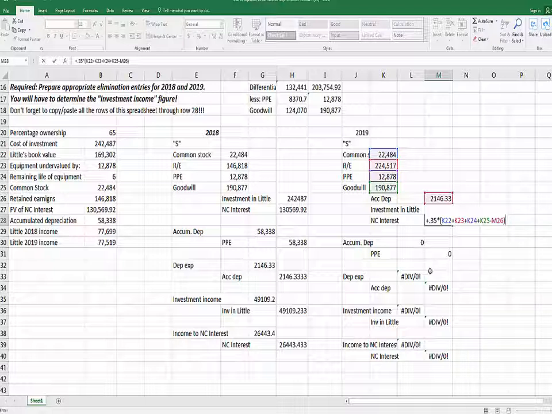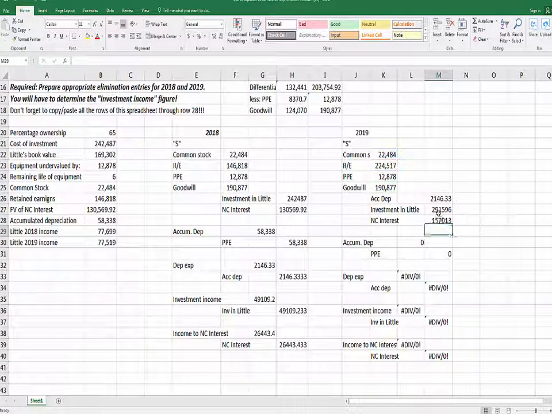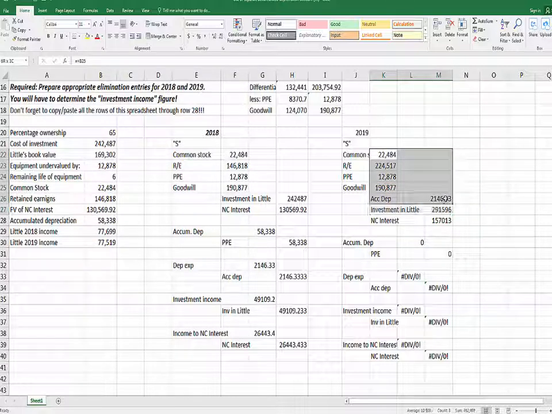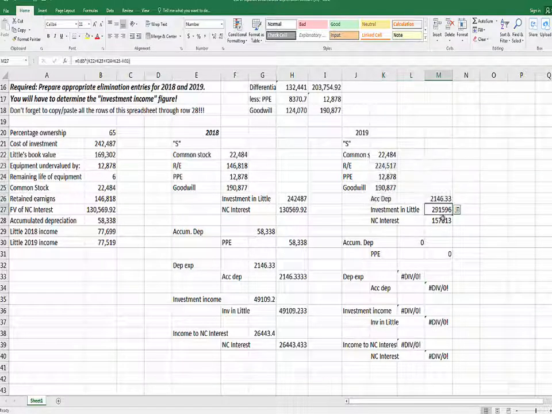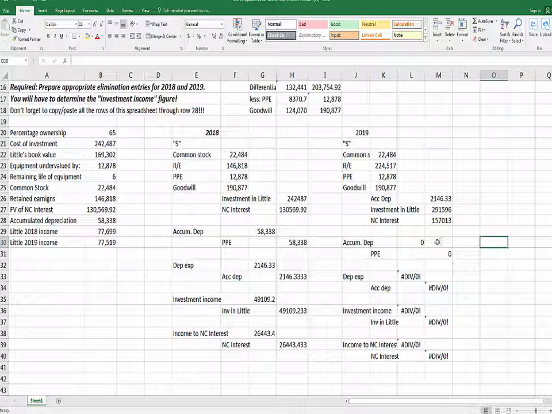Now if you'll notice, why Excel does this, I'm not sure. Sometimes when I'm doing this formula in cell M28, the border on cell M27 disappears, and I can't click on M27 to use that as a cell reference. Don't know why that happens. Sometimes it happens, sometimes it doesn't. But in any event, again, basically we're going to take this total value over here and split it 65-35 between the parent's investment in Little and the non-controlling interest.